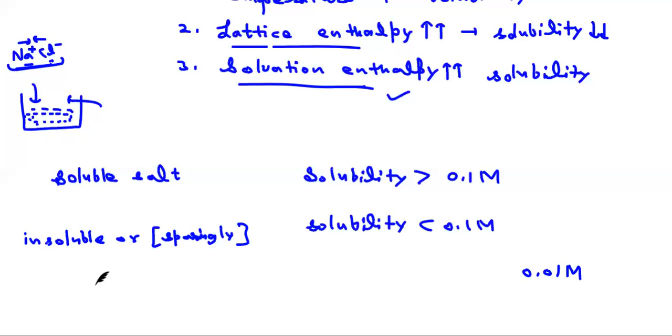If I take an example, you should know AgCl, silver chloride, and you can also take barium sulfate. These are the salts which are sparingly soluble. For a sparingly soluble salt, remember the ionization in the aqueous solution is very small.